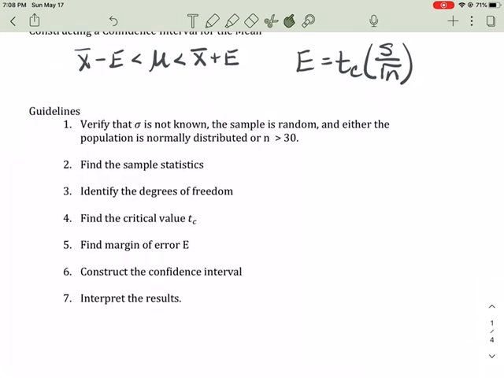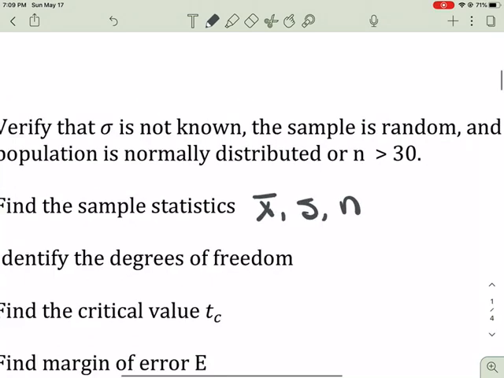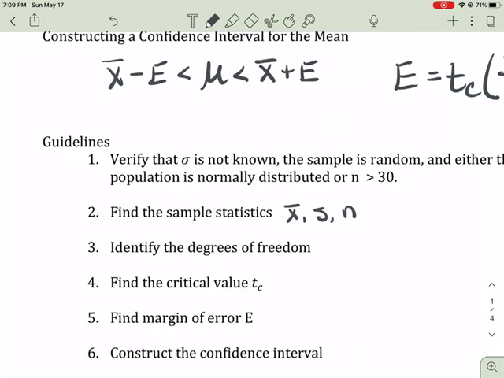Okay, so let's take a look at some steps here. The first thing is that we want to make sure we don't know the population standard deviation, that our sample is coming from a random sample, and either it is normal to begin with or our sample size is greater than 30. Then we're going to find our sample statistics, which means finding x bar, s, and n. They may have been given to you in the problem, or you're going to be given a series of data and you're going to have to find that information.